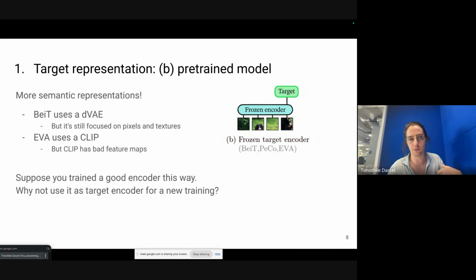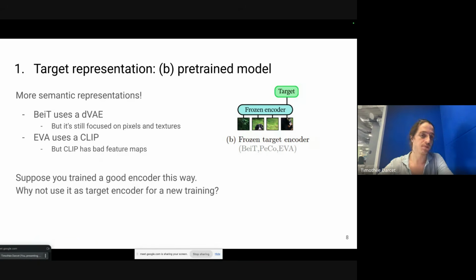This is my own interpretation, but I think if you take a discrete VAE and look at the representation of it, they are still very focused on pixels and textures. They're not highly semantic. And the representation of this patch is going to be a vector that describes a little bit maybe the class of it, but mostly what is the color, what are the exact textures, etc. And that's just because of the way it's trained. It's trained for reconstruction.